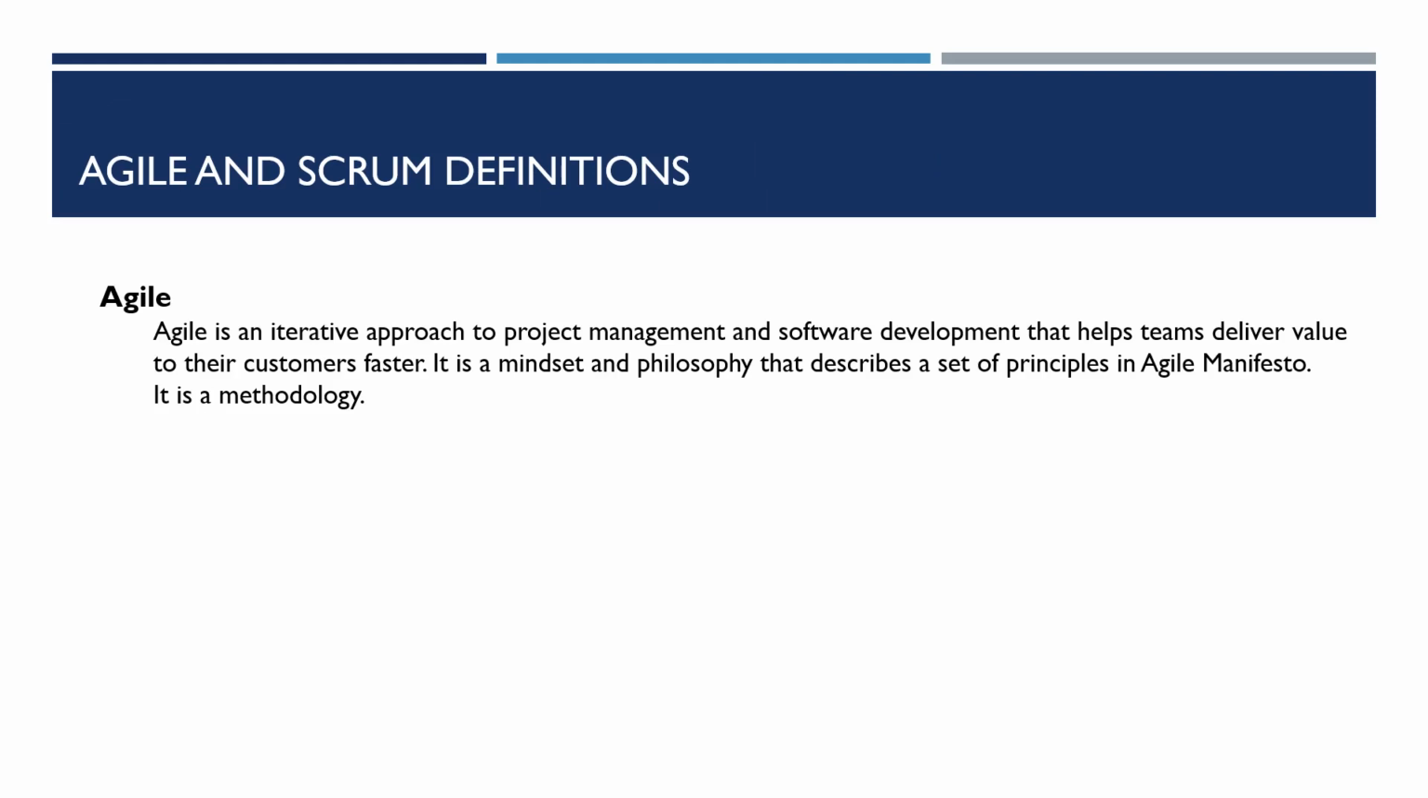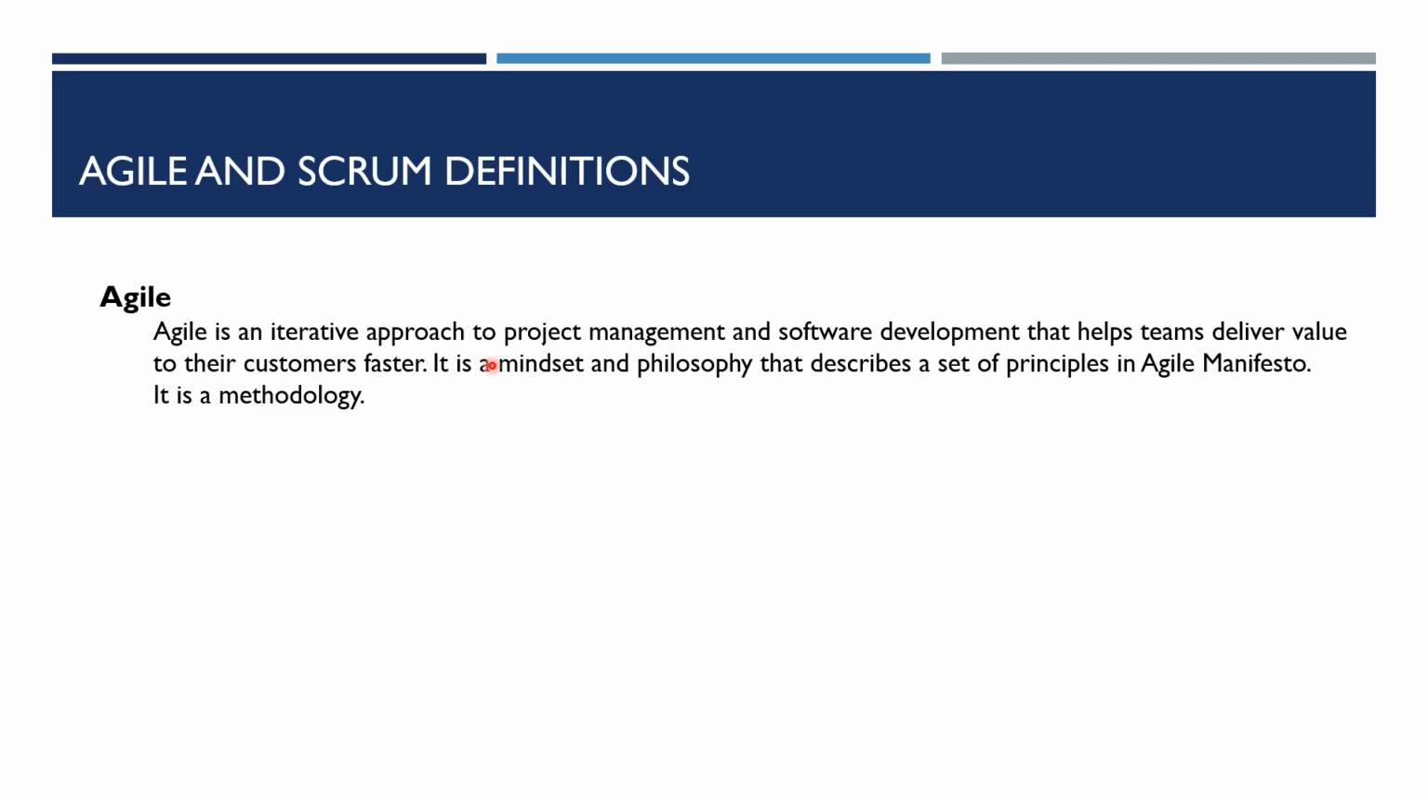So, the definitions of Agile and Scrum. What is Agile? Agile is an iterative approach to project management and software development that helps teams deliver value to their customer faster. It is a mindset and philosophy that describes a set of principles in the Agile Manifesto. Agile is a methodology, whereas Scrum is a framework.